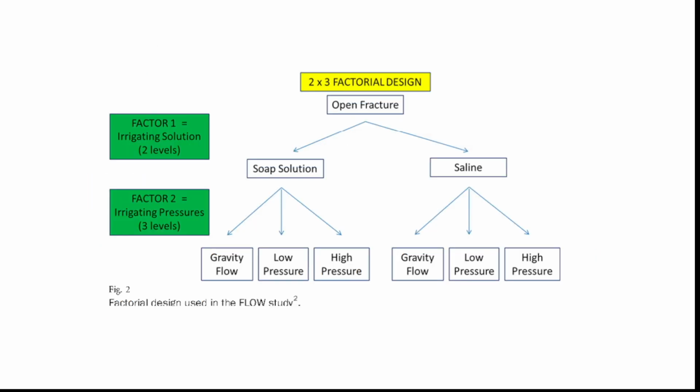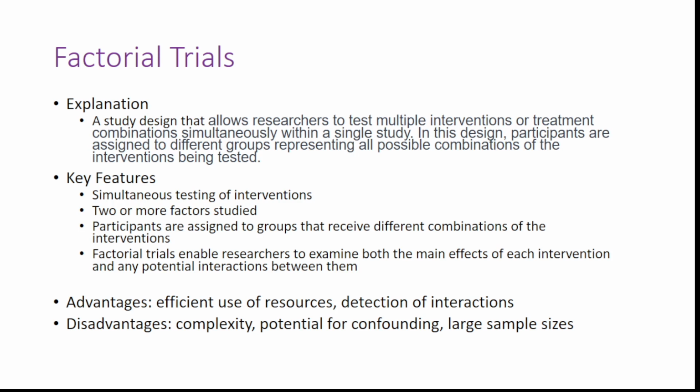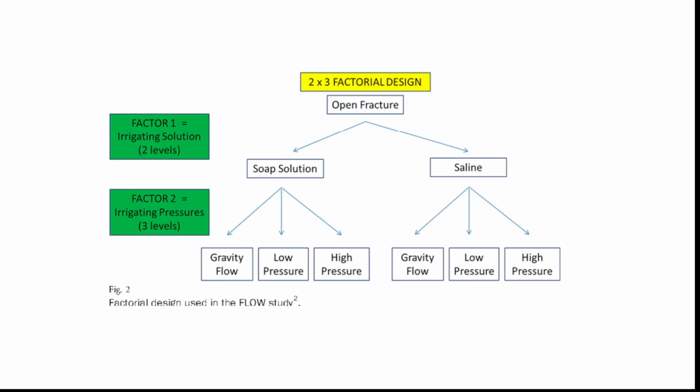So a factorial trial allows you to test different interventions and levels of intervention simultaneously. So here, for example, you've what's called a 2 by 3 factorial design. And so you've got two numbers here, a 2 and a 3. So I know that I've got two factors because I have two numbers. That's the first thing. First factor here is the solution. Is it soap solution or saline?